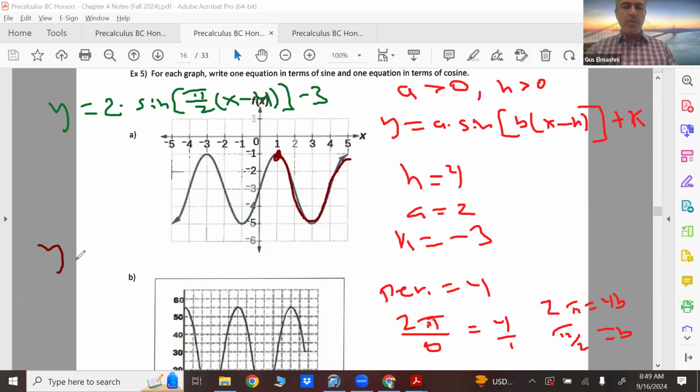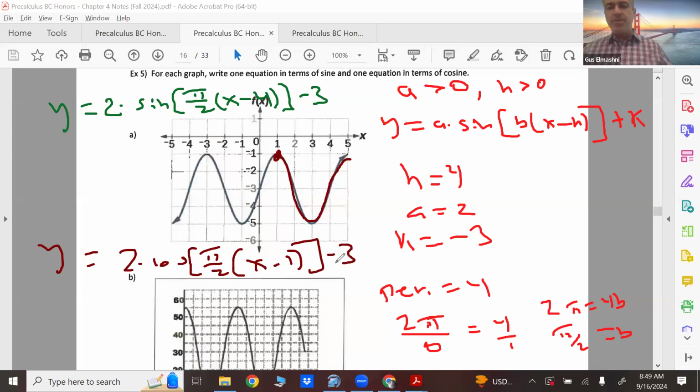So I'll just say Y equals 2 times cosine, pi over 2, times X minus 1, minus 3. And you can always plug in 1 just to see what happens. Plug in 1, you get 0. Cosine of 0, we know is 1. 2 minus 3 is -1. Makes sense. So not that hard, right? Okay, so that's how you write them.